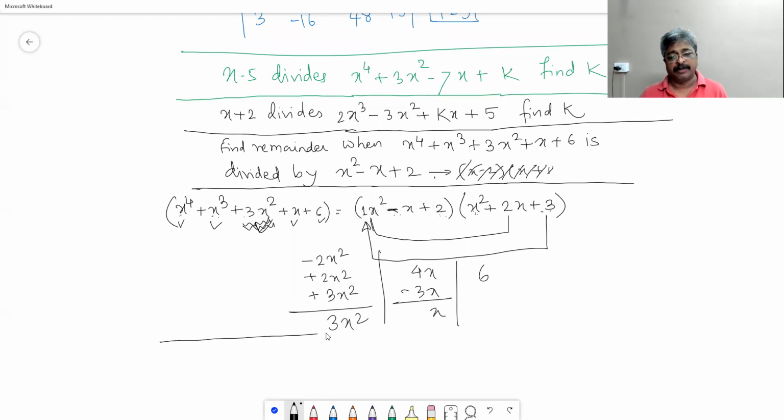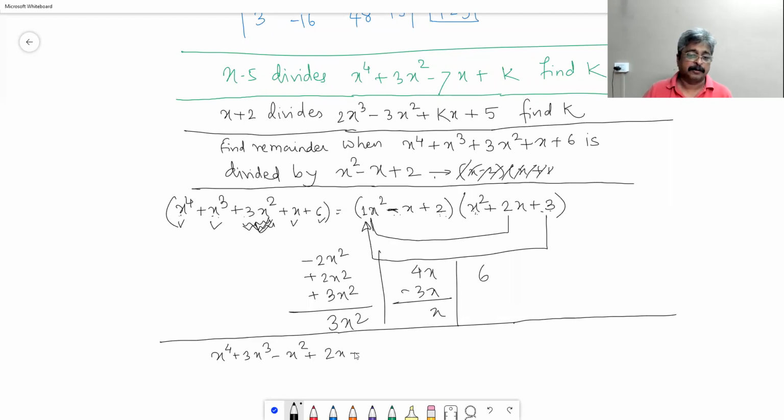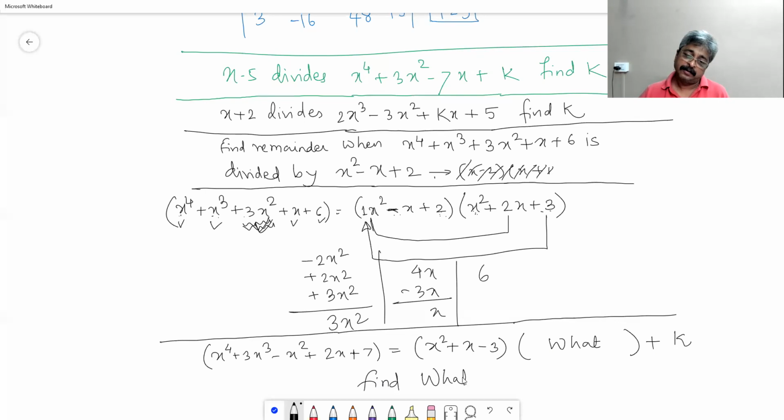Let me give you one more. Let me check whether by the method of forcing factor you get the second factor or not. x raised to 4 plus 3x cube minus x square plus 2x plus 7 is equal to x square plus x minus 3 into what plus k. Find what and k.